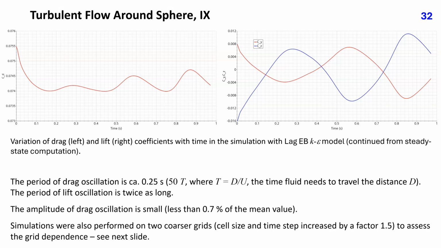The amplitude of drag oscillation is small, less than 0.7% of the mean value. Simulations were also performed on two coarser grids, with cell size and time step increased by a factor of 1.5 to assess the grid dependence. The results are shown on the next slide.